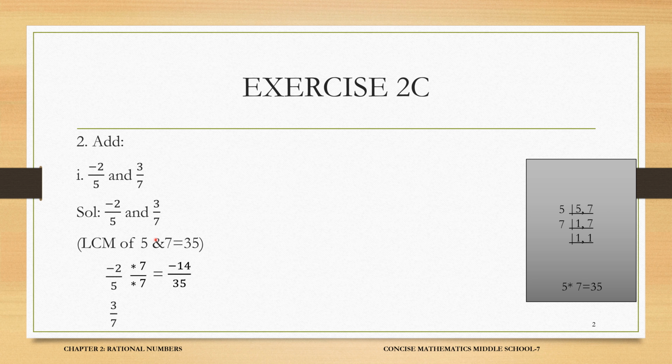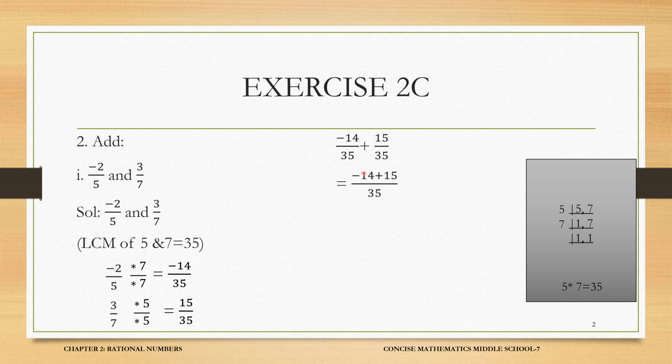Similarly, take the second rational number, and to make the 7 into 35, you need to change this 7 into 35. For that, you can multiply it with 5, right? So the numerator should also be multiplied with 5. 5 threes are 15, 7 fives are 35. Now the denominators are equal. Because the denominators are equal, you can directly add it.